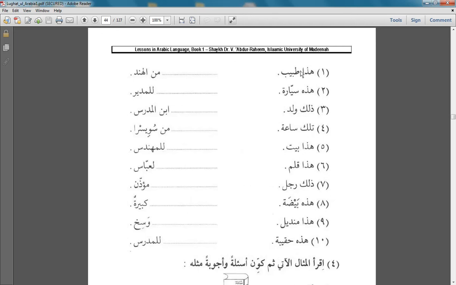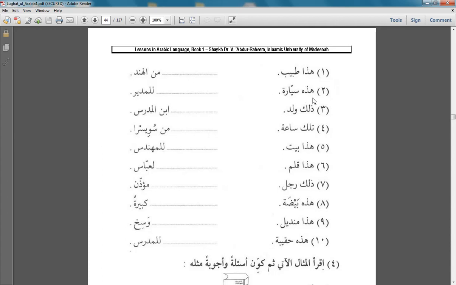هذا طبيب من الهندي. So what we're supposed to do here, we're supposed to take this sentence and make a different sentence by putting من الهندي at the end of it. So هذا طبيب, it's a complete sentence by itself. But we have to change that into a sentence that fits with من الهند. The same wording, but to complete the sentence with the word من الهند. So what we have to do is, we have to put alif lam on the beginning of the noun. So instead of هذا طبيب, we would say هذا الطبيب من الهندي. This doctor is from India.